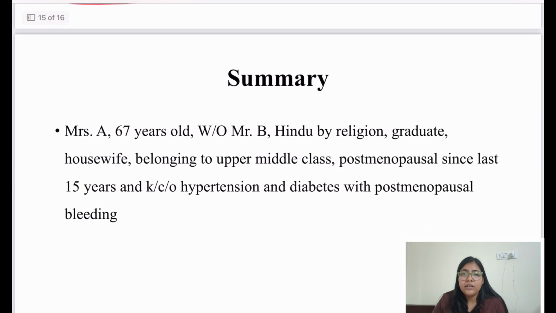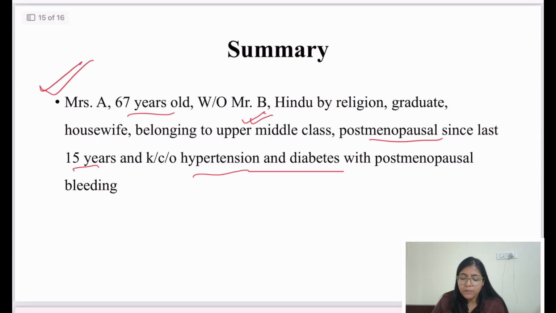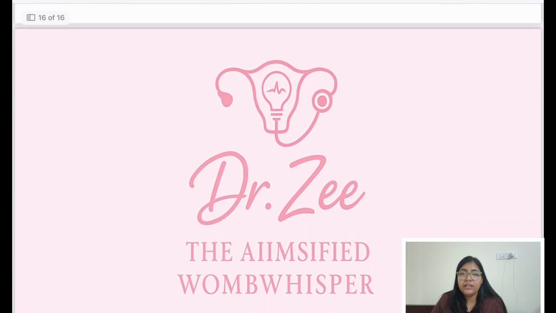And at the end of the history, always try to present a small summary based on your history. So here I have given just one example: Mrs. X, 67 years old, wife of Mr. B, Hindu by religion, a graduate, a housewife belonging to upper middle class, and she is postmenopausal since the last 15 years with known case of hypertension and diabetes, with postmenopausal bleeding. So here are all the patient details, her parity status, her menopausal status, her important past medical history, and at last you tell about her chief complaints. So this is how gynecological history taking should be.